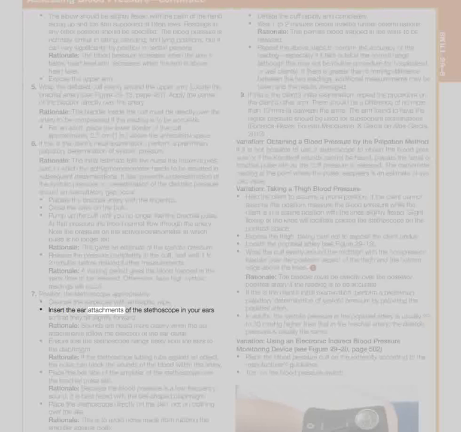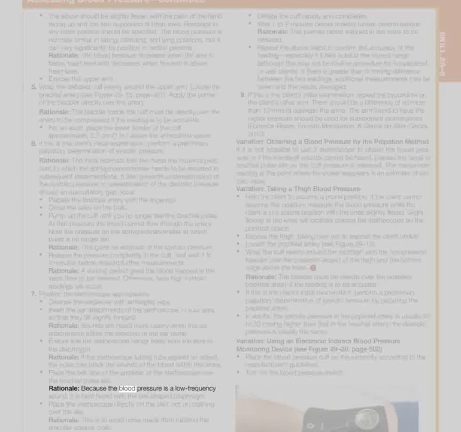Insert the ear attachments of the stethoscope in your ears so that they tilt slightly forward. Rationale: sounds are heard more clearly when the ear attachments follow the direction of the ear canal. Ensure that the stethoscope hangs freely from the ears to the diaphragm. Rationale: if the stethoscope tubing rubs against an object, the noise can block the sounds of the blood within the artery.